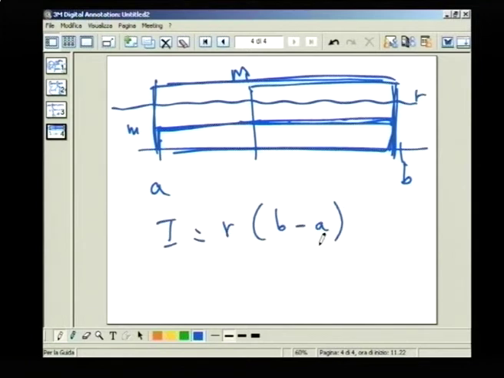Times b minus a. And this is the mean value of your function. And the function, of course, may not be continuous, but it's a mean value between a greater rectangle and a smaller rectangle.